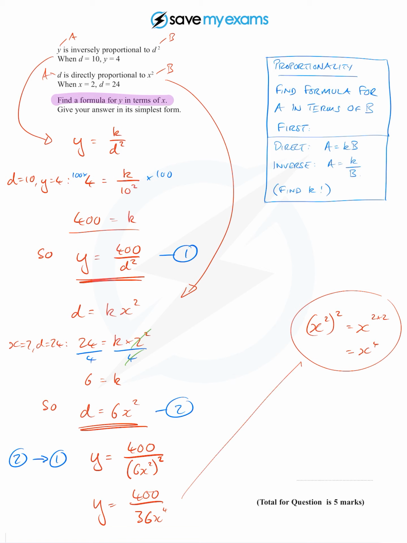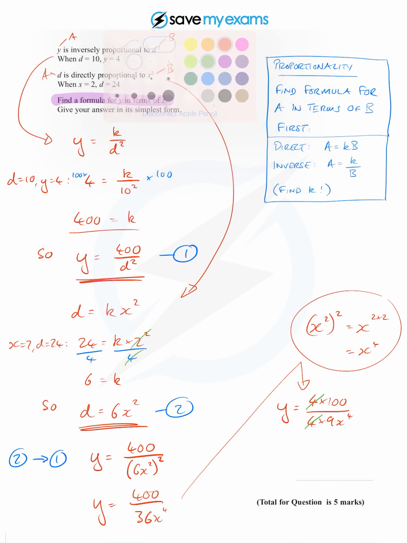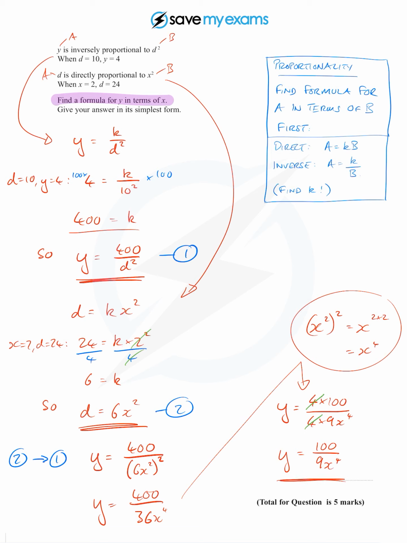So let's just give myself a little bit more space by going up here and writing this as y equals. Well, what are the obvious things I can cancel? Well, let's have a look. I've got 4 times 100 on the top. 36 is 4 times 9. Still got the x to the 4. And the green cancelling pen cancels the 4s. And then I get y equals 100 over 9x to the 4. And that is as simple as it can be. And that, as they say, is that.